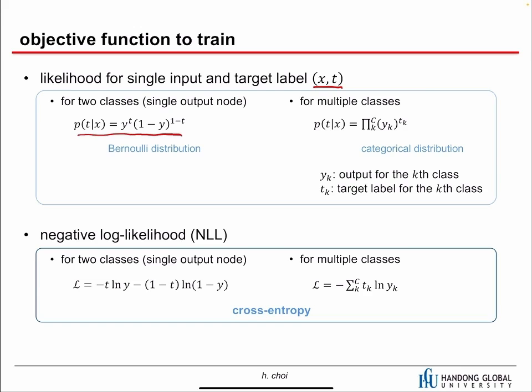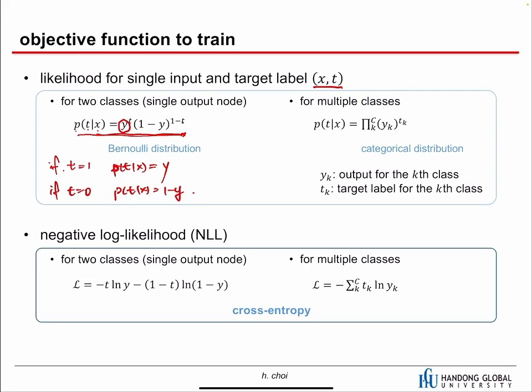Okay, so the probability of t given x is like this, and the y is the output of the neural network. Look at these equations. Then when t is 1, this is binary classification, then when t is 1, then this probability is just y. Okay, if t is 0, then probability is 1 minus y.